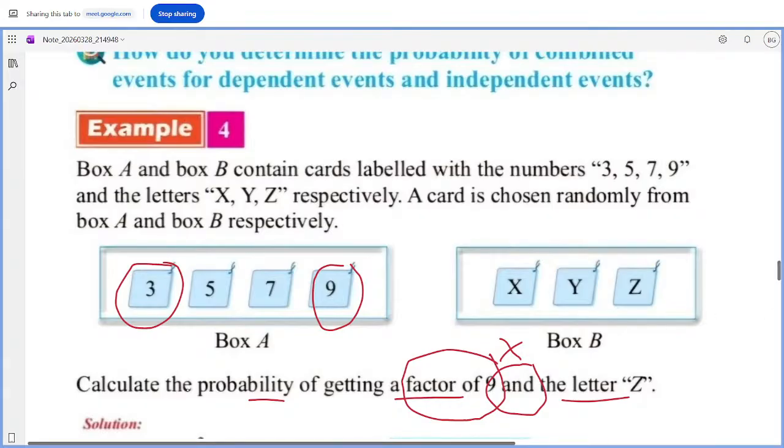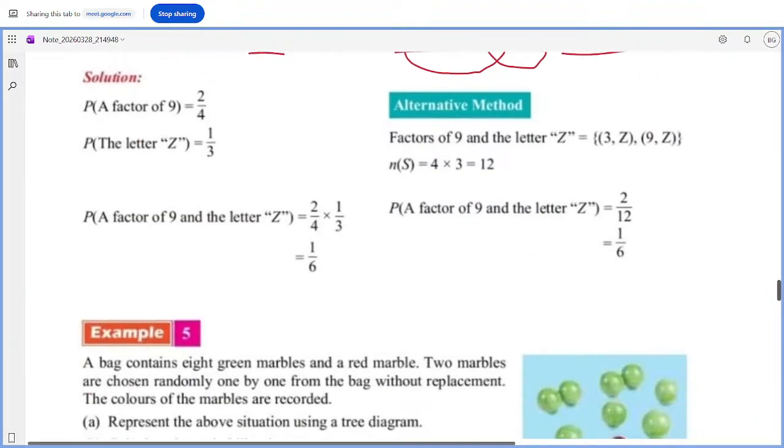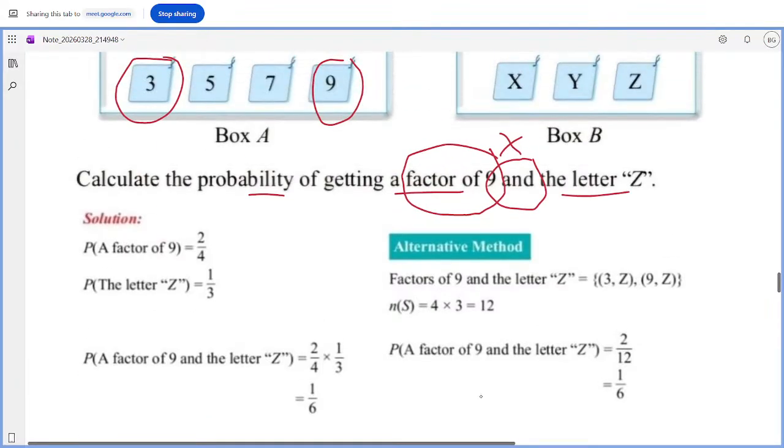Okay. Is that your final answer, Alex? 1 over 4? Final answer for this question? Okay, let's see. Okay, so they say you want to get, wait, yeah, it should be 1 over 6, Alex. Check and see. Okay, so basically you want to get factor of 9. There are two methods here. This is the first method on the left, right hand side, second method. Okay, so factor of 9, you got two factors out of total 4 in box A. So 2 over 4, or you can write 1 over 2, no problem.